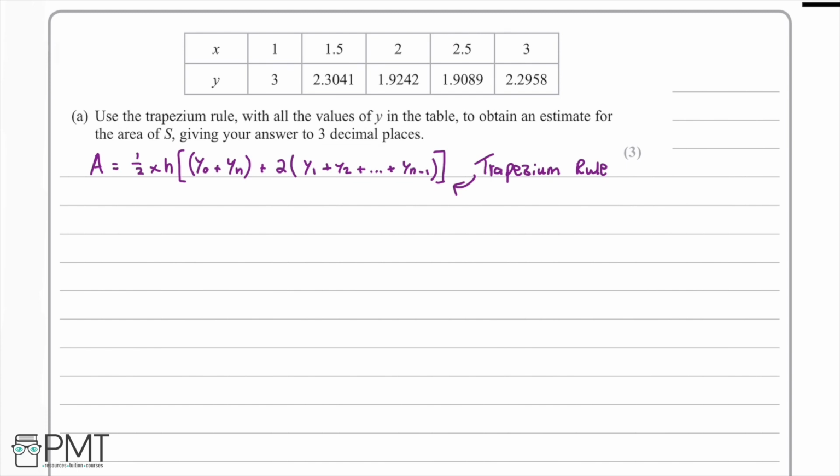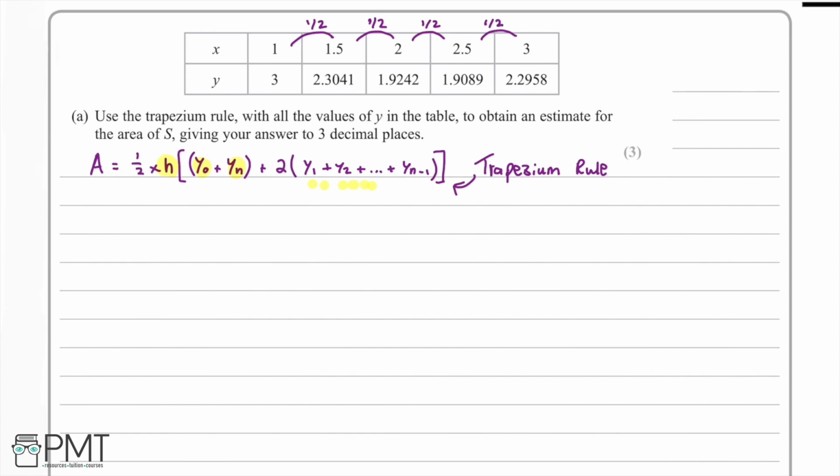So there's a few bits of information we need to be able to carry this out. We need to work out what h is, and then we need to work out y0, yn, and all these other y's along the way. So we'll first look at how to work out h. As I said, h is going to be the width of the strips. And we can work this out by looking at the difference between each value of x given in the table. We can see here we go from 1 to 1.5 to 2 to 2.5 and to 3. So each difference is 1 over 2. So we're adding 0.5 each time.